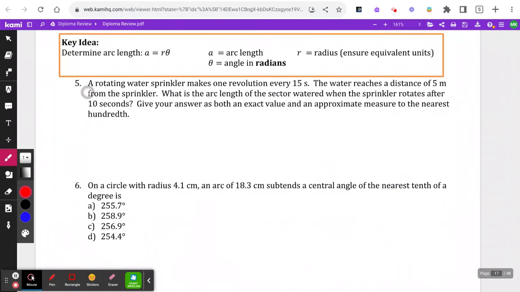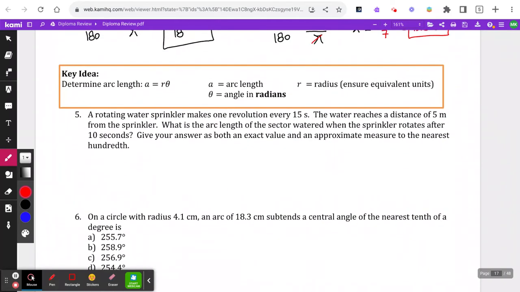Trig word problems. Everybody's favorite thing. Okay. A rotating water sprinkler makes 1 revolution every 15 seconds. The water reaches a distance of 5 meters from the sprinkler. What is the arc length of the sector watered when the sprinkler rotates after 10 seconds? Give your answer as both an exact value and an approximate measure to the nearest hundredth. Okay, let's sketch this. You got a sprinkler in the middle. It rotates. It makes 1 revolution, so that's 1 full circle every 15 seconds. So it shoots, makes a full circle.